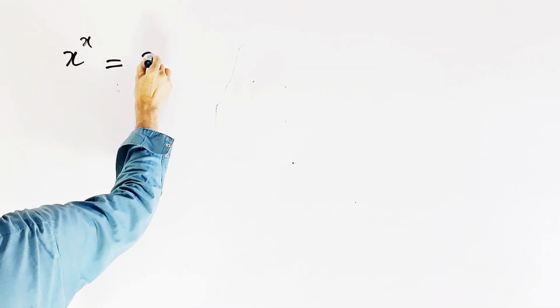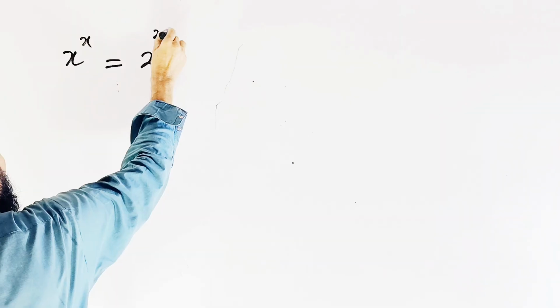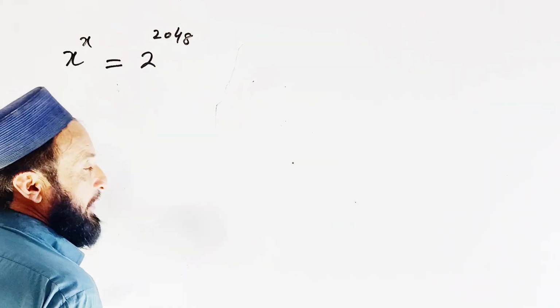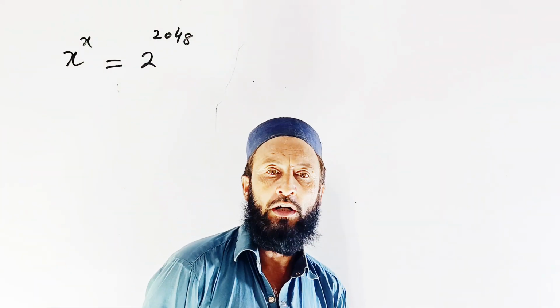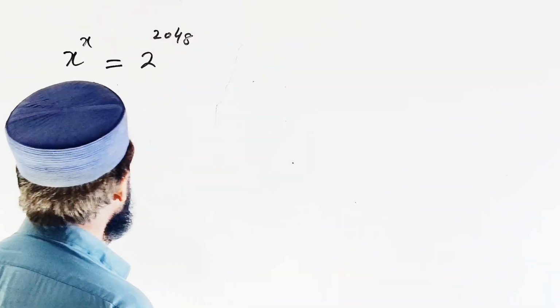A very interesting logical exponential equation: how can we calculate the value of x? x to the power x is equal to 2 to the power 2048. A very interesting question. So we are using two methods here.